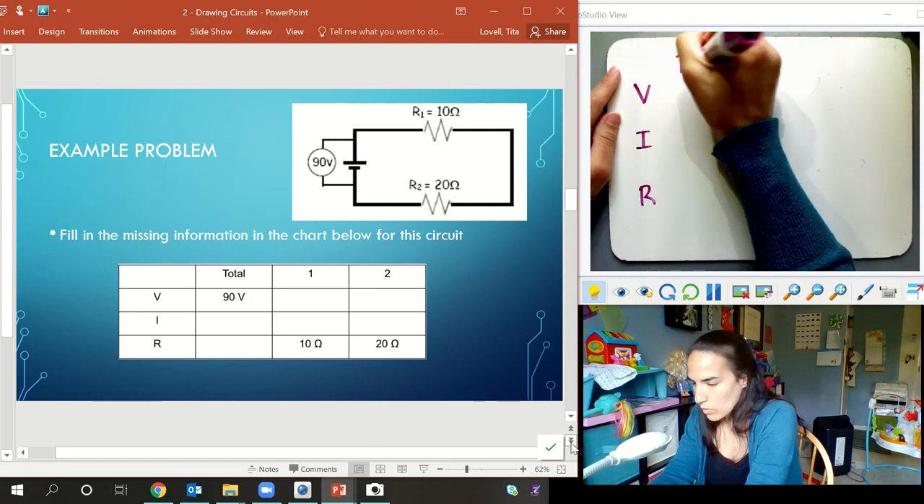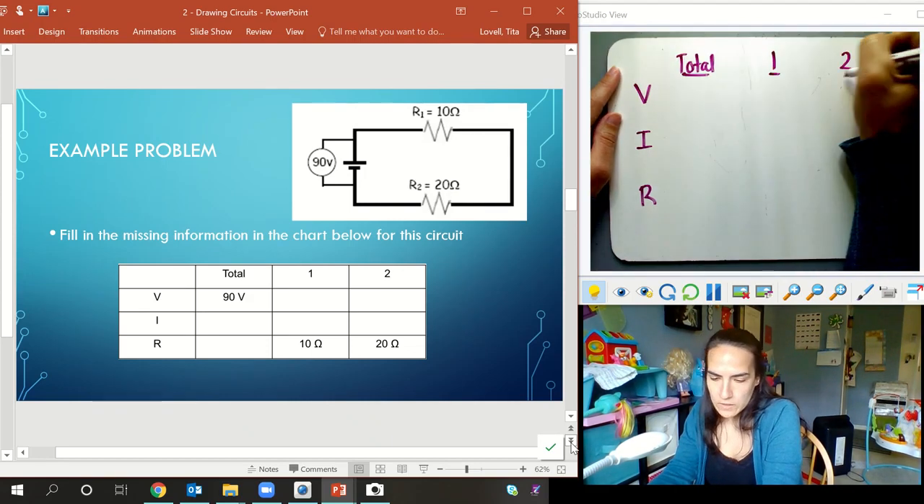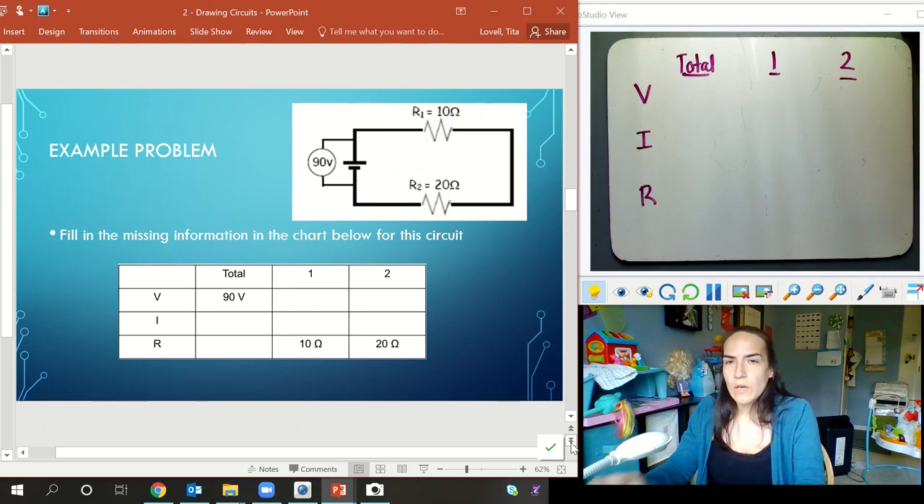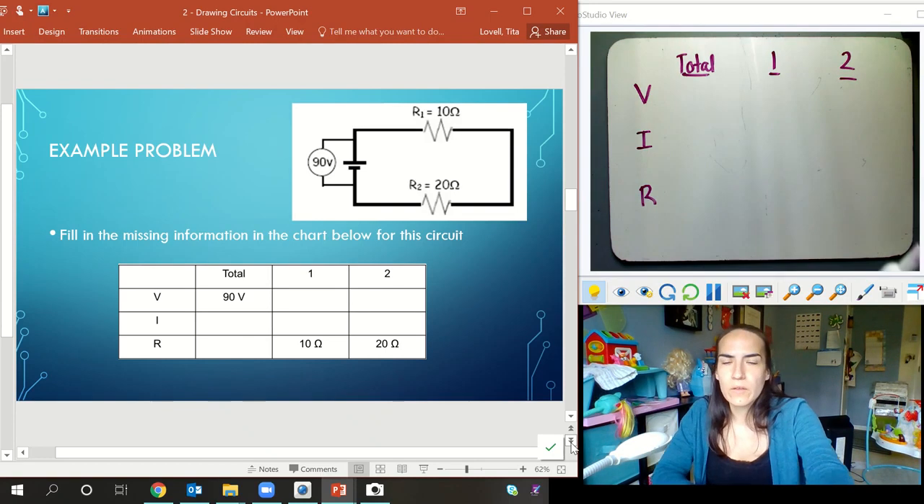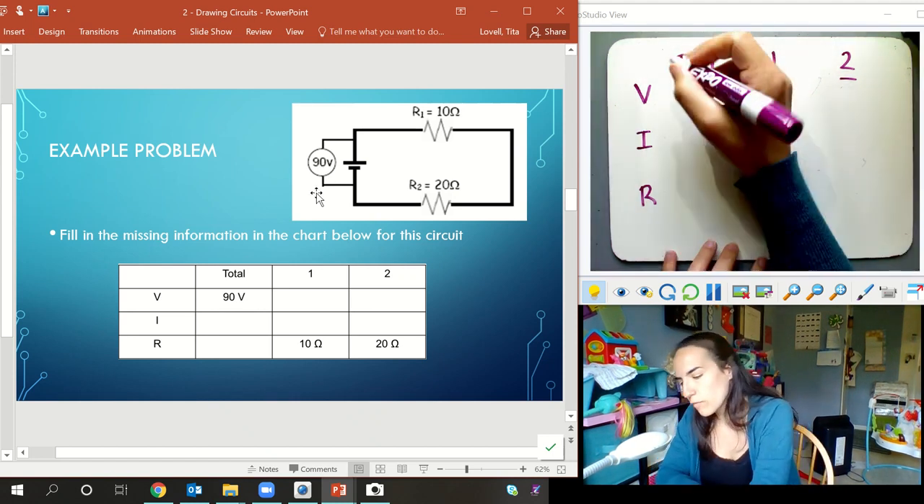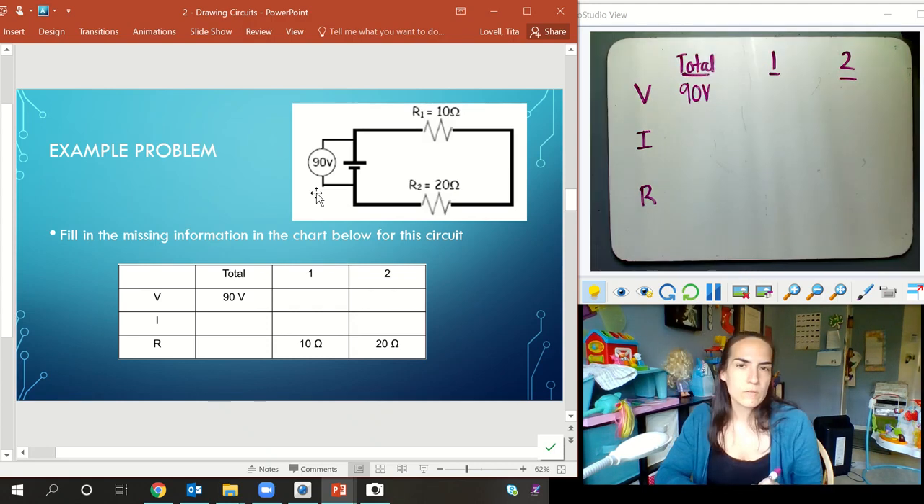So here is the total column, and then we only have two resistors, so I'm going to list that there, and I'll grab another color for myself. Whenever you're looking for the total information, that would be given at the battery. So here would be the information for the battery. We show a voltage as two pieces listed across, and my total voltage in my circuit given from the picture would be 90 volts.